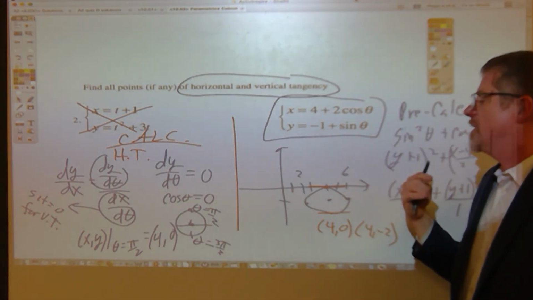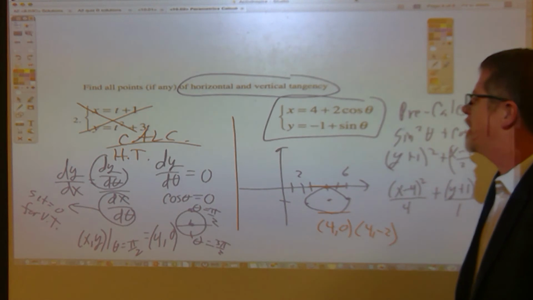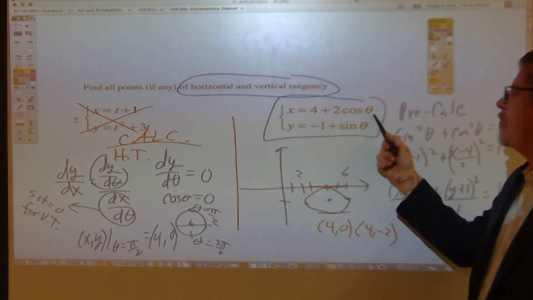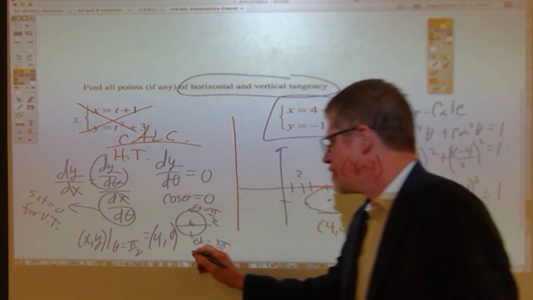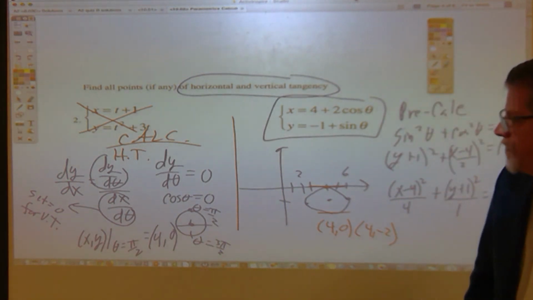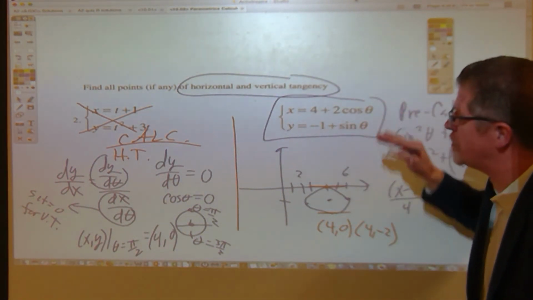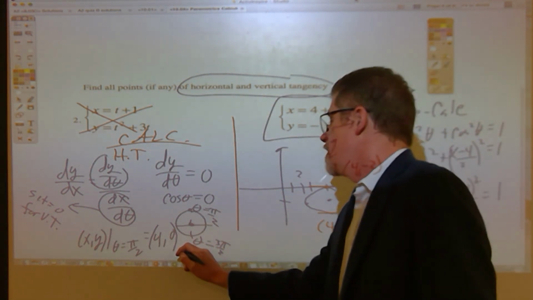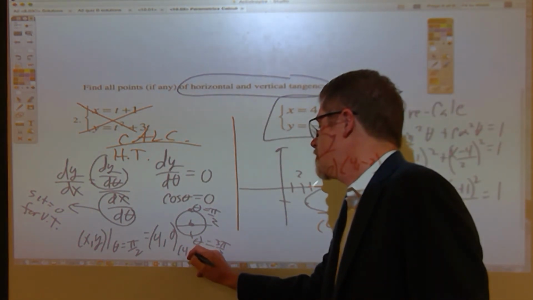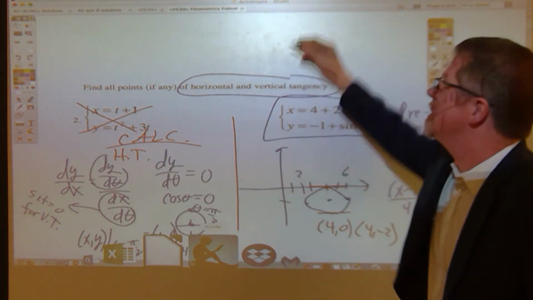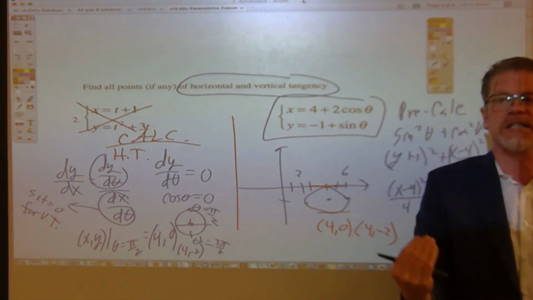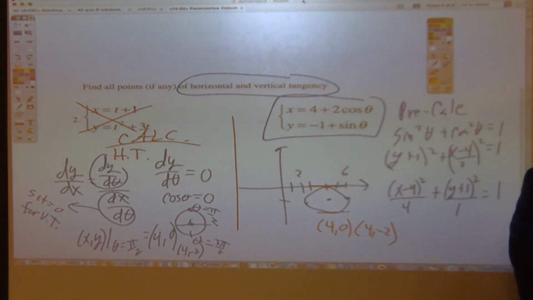Now, according to the Mach diagram, we have to let theta equal 3pi/2. Well, come on, it's the same thing. It's going to be (4, -2), when you evaluate the parametric equations at theta equals 3pi/2. So you'll get (4, 0) and (4, -2) using the calculus approach. It harmonizes with the pre-calculus approach.